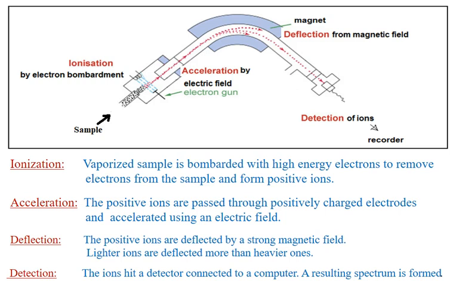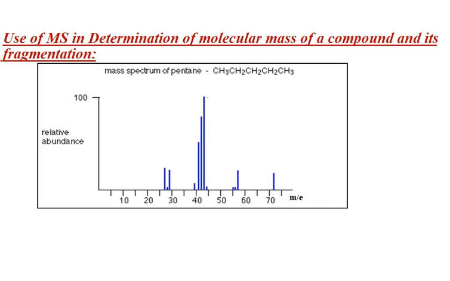This causes acceleration of the positive ions. It then passes through a magnet, and this causes deflection of the positive ions so that the lighter ions are deflected more than the heavier ones. Now, once these separated ions hit the detector, then this results in a spectrum. A spectrum would look like this.